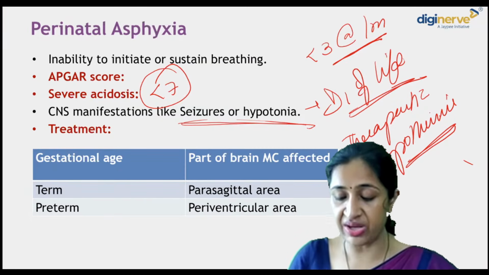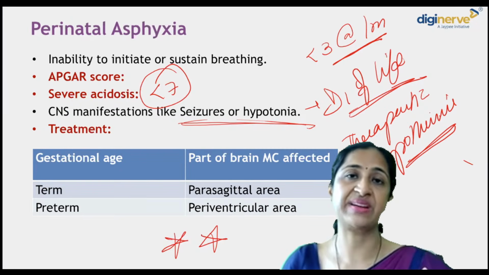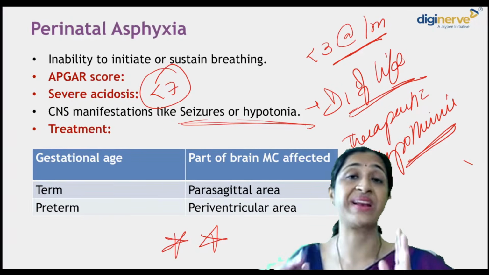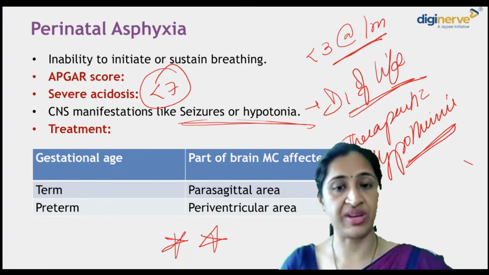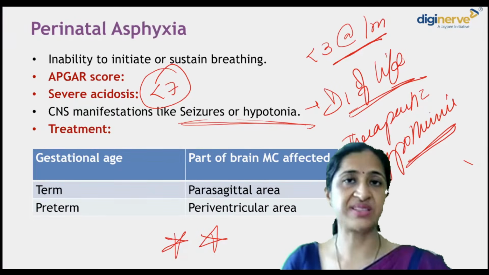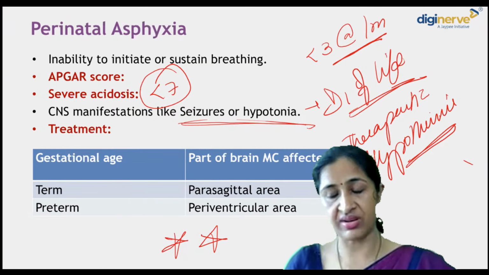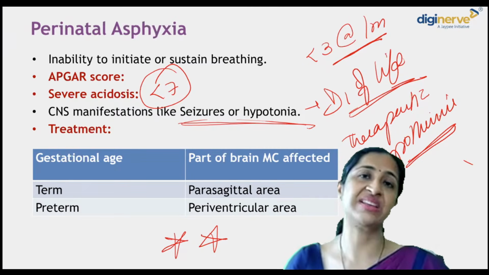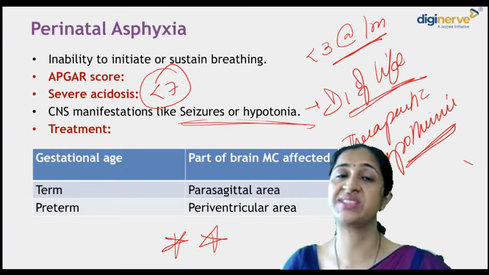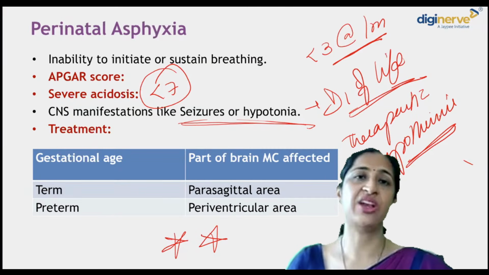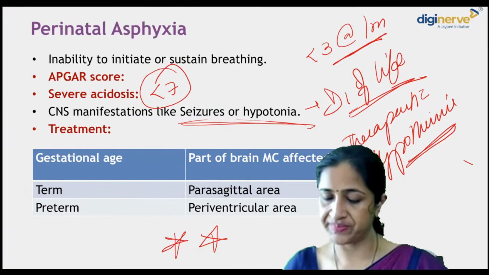Now, this is very, very important. Okay. A term baby has perinatal asphyxia. Which part of the brain is affected? It's the parasagittal cortex. In a preterm baby, it is the periventricular area. Because the term baby has parasagittal cortex affected and the preterm baby has periventricular area affected, that is the reason why you have different clinical features, where you have spastic quadriplegia and severe HIE in a term baby, and you have spastic diplegia in HIE in a preterm baby.